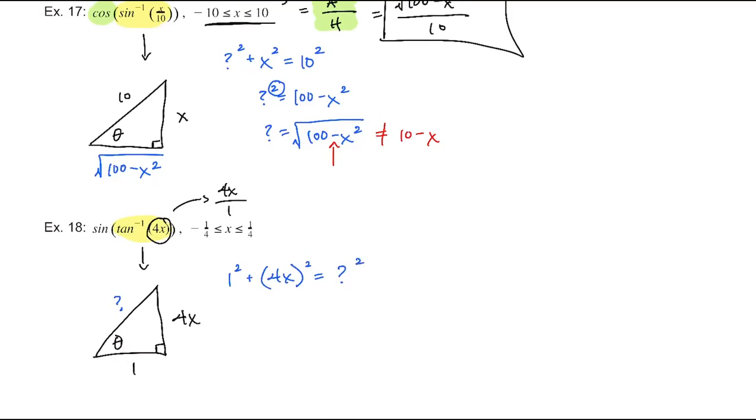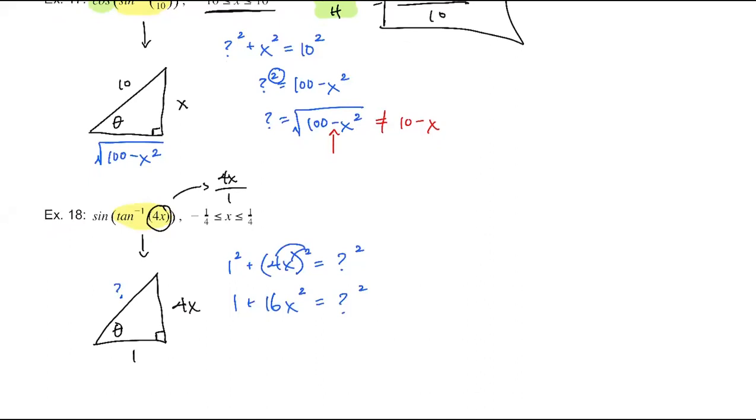But in this case, 1 squared becomes 1, but what does 4x squared become? Yeah, I have to square the 4 and I have to square the x. All right, last step. We're going to use Edward's thought from the last one, which is we've got to get rid of that square. And so we get that the hypotenuse is the square root of 1 plus 16x squared, which is not equal to 1 plus 4x, right? We don't want to make that mistake because of that plus sign there.